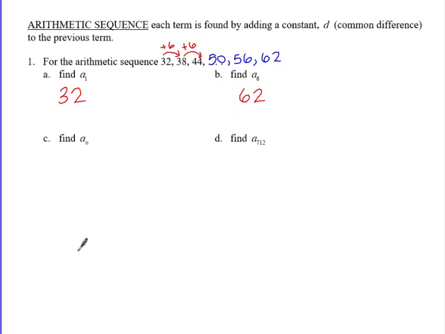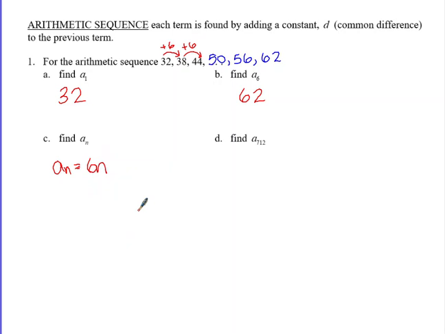Part C asks us to find A sub n, so we are looking for the rule for this sequence. We know that we are adding 6 each time, so our common difference is going to be 6. Arithmetic sequences operate much like linear functions, with the common difference being like the slope. So we are going to have 6 times n, because we are adding 6 each time.